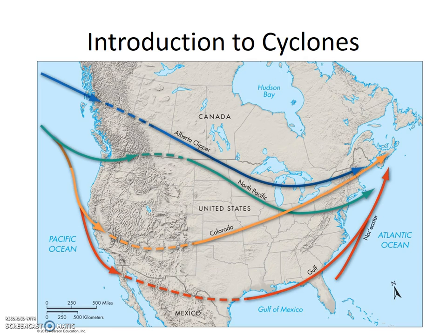Here's a map that you've seen before, showing the general tracks and names of some extratropical cyclones. We've got a nor'easter track in red in the south and up the east coast, and an Alberta Clipper track in blue in the north.